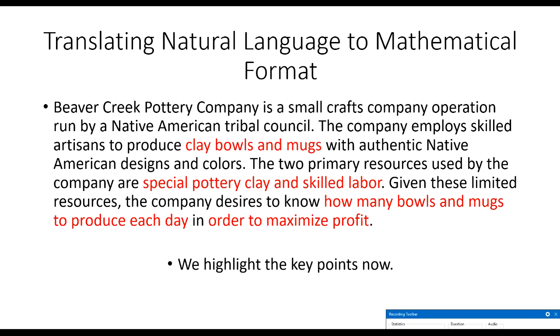We highlight those key points here. We know it's clay bowls and mugs. We know their resources are special pottery clay and skilled labor. And we know that we're trying to determine how many bowls and mugs to produce each day in order to maximize profit.